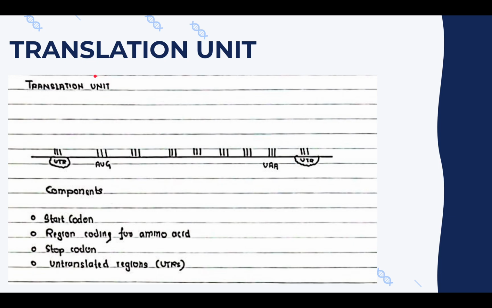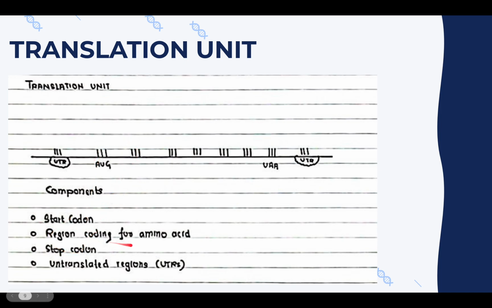So, translation unit. This is the RNA sequence which has the particular group of protein which you want to make. This is the unit which undergoes the process of translation, and it has the following components. First, it has a start codon. The start codon is this one, AUG. AUG also codes for methionine, and it is also the initiator codon sequence. So, start codon, AUG, the first one.